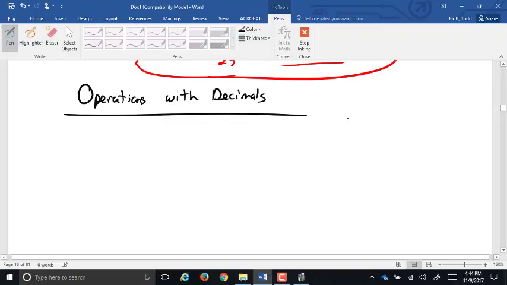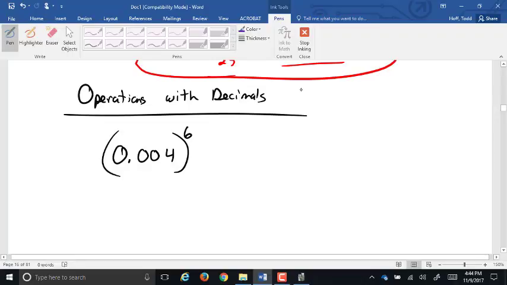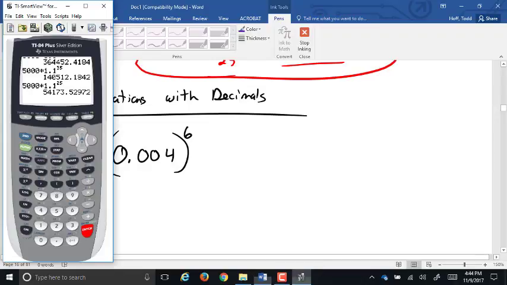You do operations with decimals. The adding, subtracting, multiplying, and dividing isn't such a big deal. But the one that usually confuses people is when I do something like this. Find 0.004 to the power of 6. If you punch that in your calculator, it's most likely going to tell you something strange like that. It is the correct answer, but it's in scientific notation.